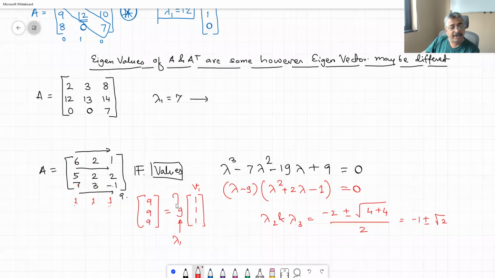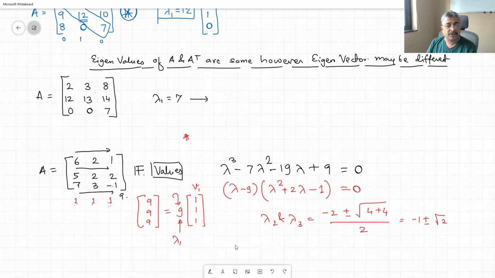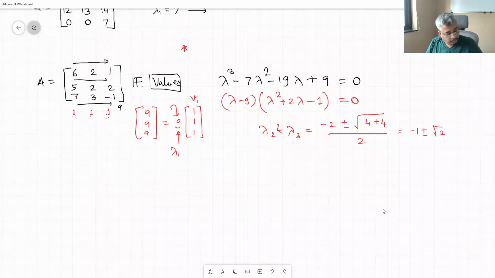Okay, so the first lambda value is available because the rows add up to the same value. That is the trick which I want to bring to your notice at this stage. Next. Rows add up to these lambda values, therefore you get lambda 1.